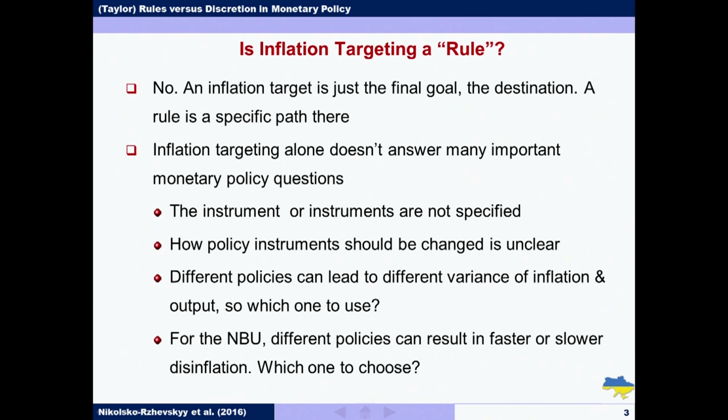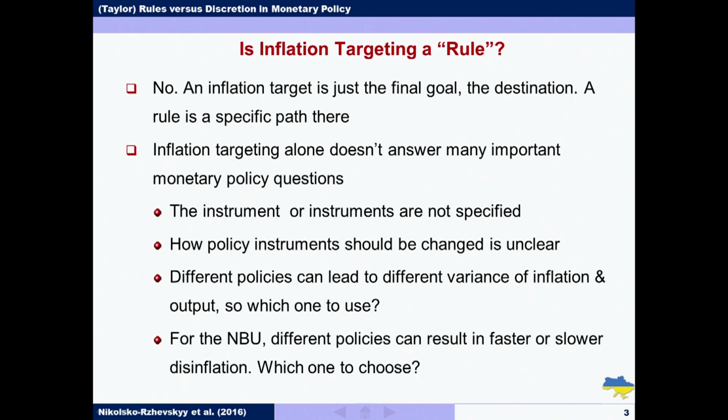Inflation targeting alone doesn't answer many important questions. For example, it doesn't specify which instrument or instruments should be used to conduct monetary policy. It doesn't specify how particular instruments should respond to various developments in the economy. You can think that yes, a successful monetary policy will be able to stabilize inflation, or it will be able to bring inflation down when central bank is starting disinflation, right, like in the case of Ukraine. However, inflation target doesn't specify which policy in particular should be used to achieve that. There are usually many options, but one of them is better than the other. Inflation target alone doesn't answer either of those questions.